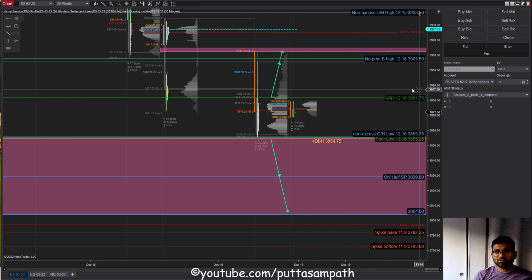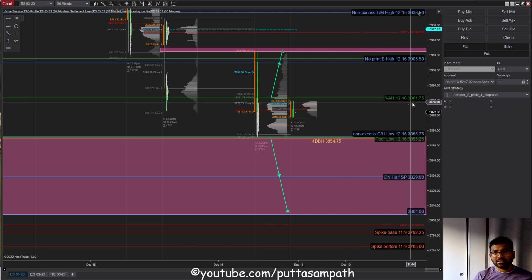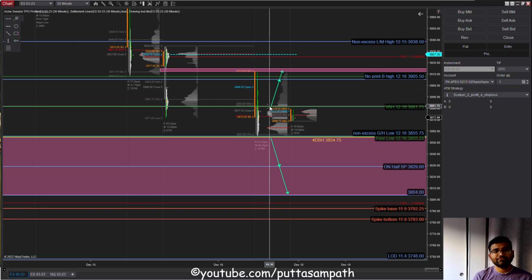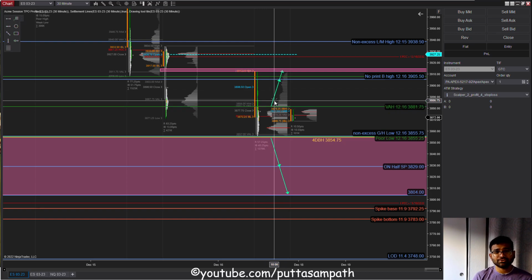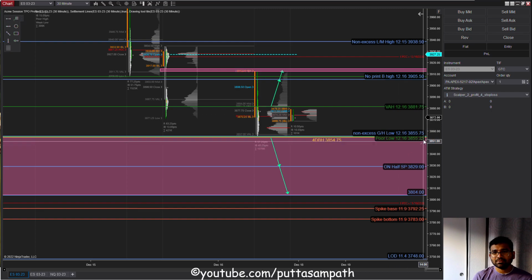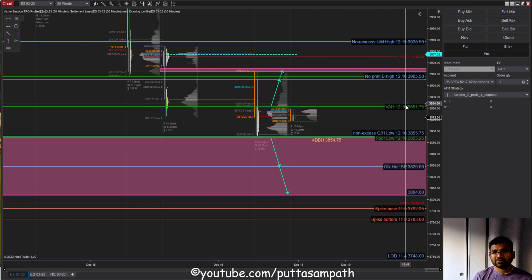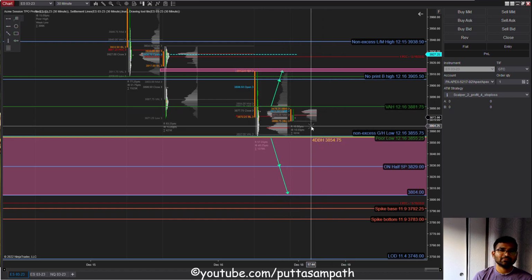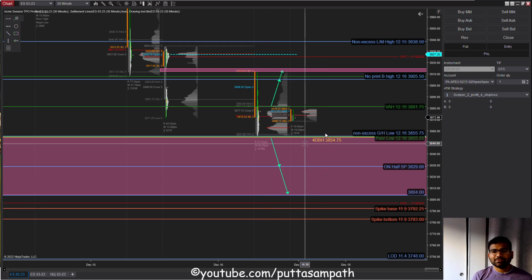Above the value area high of 38.81, you're looking at bullish sentiment, so you can stay long on futures or buy call options. Within this zone, 38.55.25 and 38.81.75, it's going to be choppy, meaning sideways price action. That's it for the market profile view.